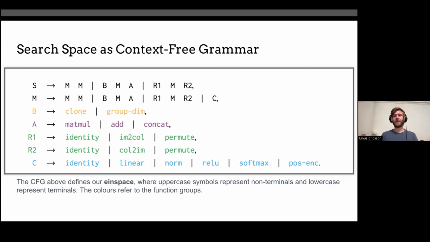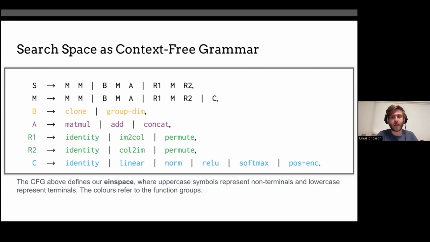There are two lines at the top which describe the macro structure, which includes the modules. So M followed by M as the first option on the first line is in fact the sequential module. Then we have the next option, BMA, that's the branching module. And then R1 M R2 is the routing module.